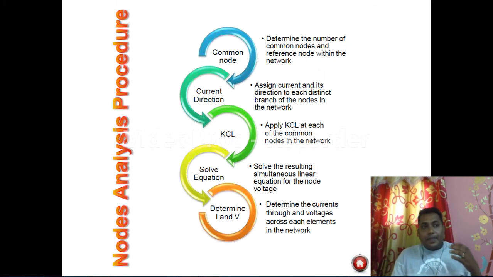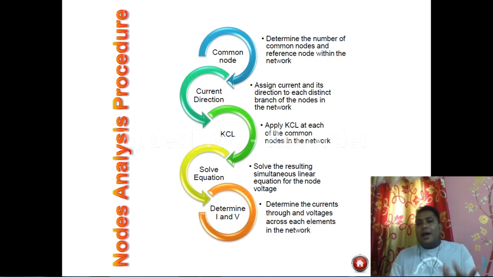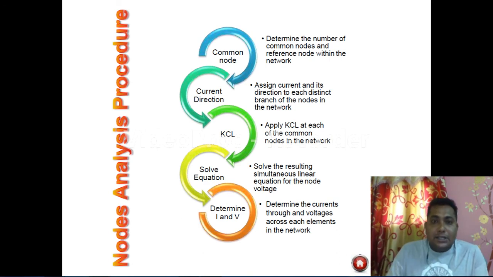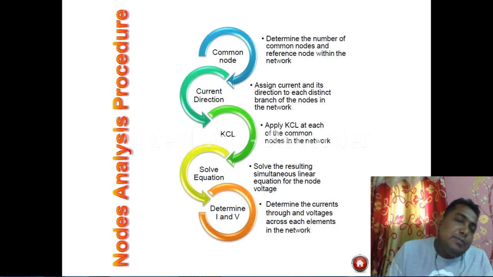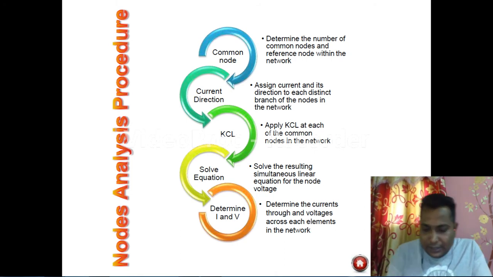See, here also after finding out the result at any node, some current value may appear negative. That means again the same thing. Initially we have assumed the direction, so that may be wrong, not wrong, actually that may be opposite. So if it comes out minus, we have to change the direction, the symbol direction.